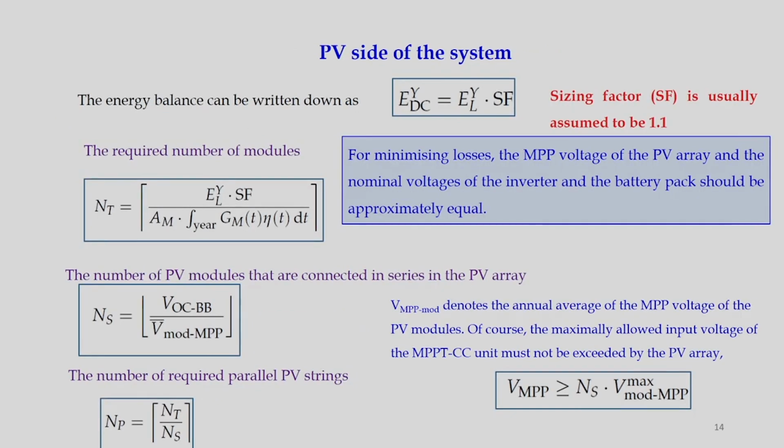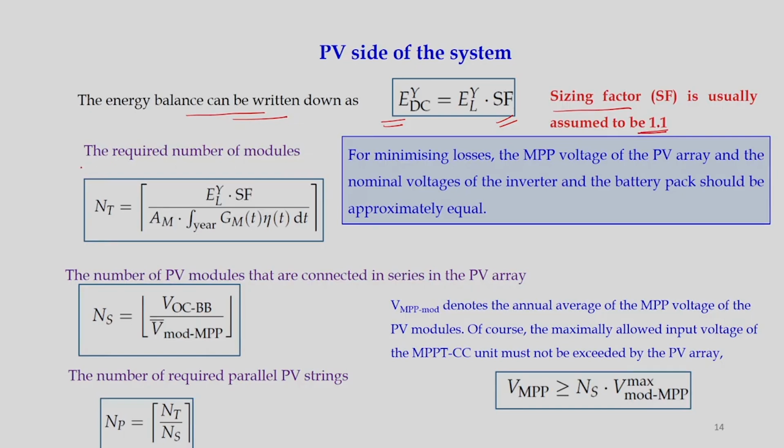Now, let us come back to the energy balance on the other side. So far what we have discussed is the load side. Now, we will come to the generation side, or PV side. Here, E_DC is equal to E_LY times SF. Again this SF is the charging factor, and its value is about 1.1.